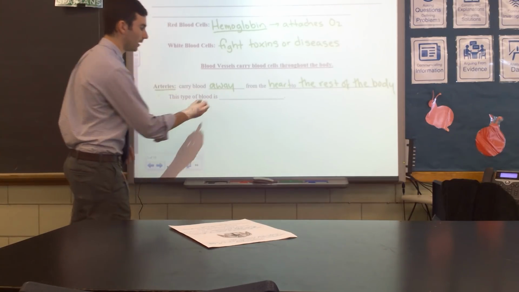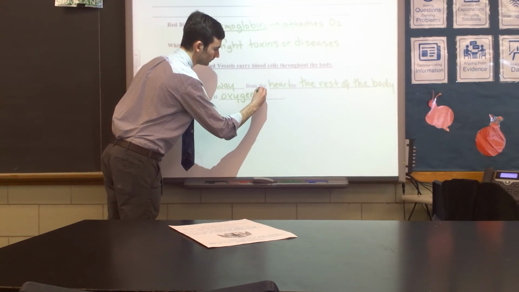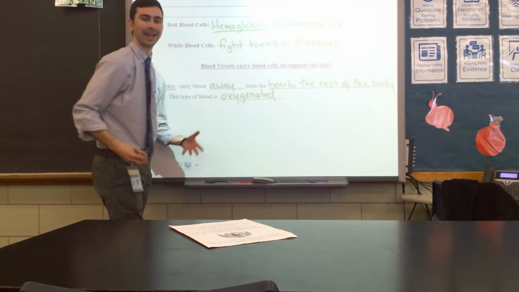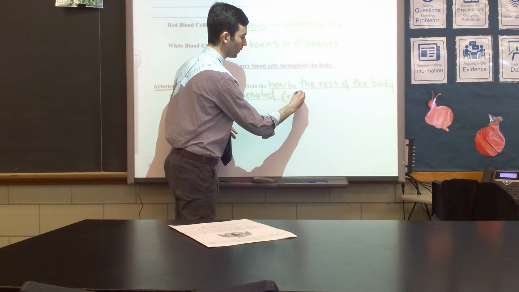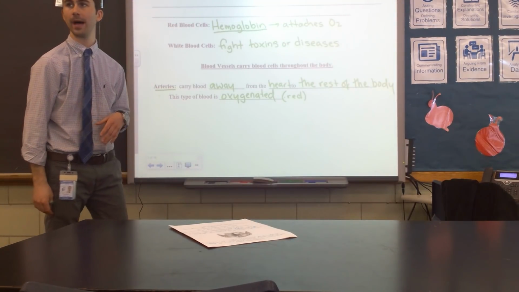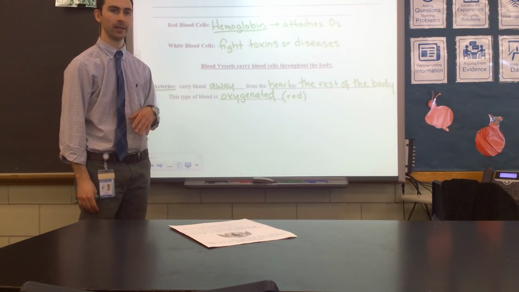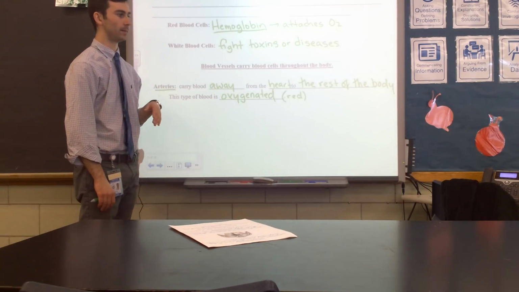This type of blood we call oxygenated, which means that it has oxygen. In a lot of diagrams, this blood is colored red. So arteries carry blood away from the heart to the rest of the body. This blood is oxygenated, and in a lot of diagrams that you might see, this blood is colored red.